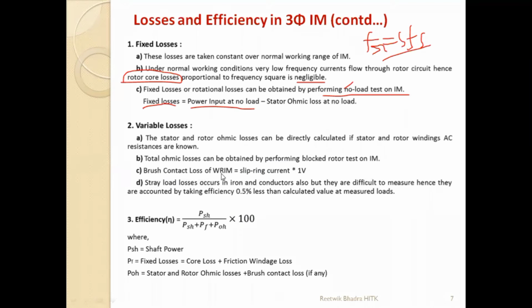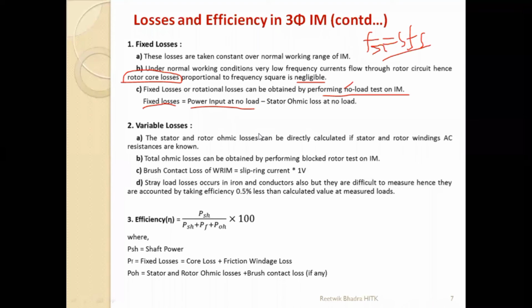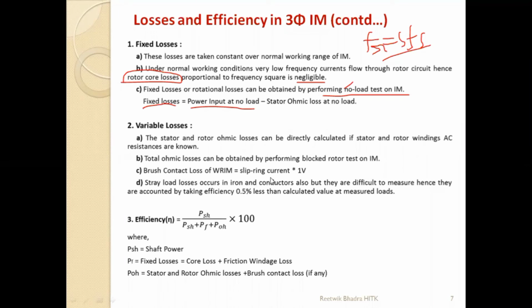If this is a wound rotor induction motor, it will have brushes. So if brush current or slip ring currents are given, you can multiply by 1 for one brush, and if there are 2 brushes, you multiply by 2. So VI into 2 will give you your total power loss in the brush. Stray load losses, if given in the question, then you have to use them, or whatever the efficiency is given. Suppose they tell you there are stray losses of 0.5%, and your efficiency calculation comes out to be 95%. So 95 minus 0.5 will be the total efficiency of the induction motor, that is 94.5%. If not given, then there is no need to consider this.